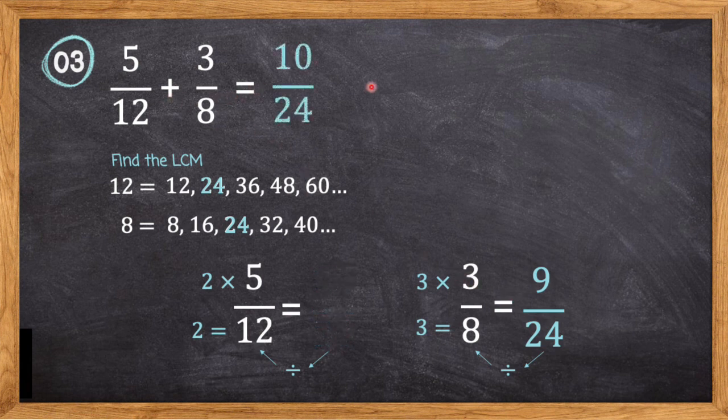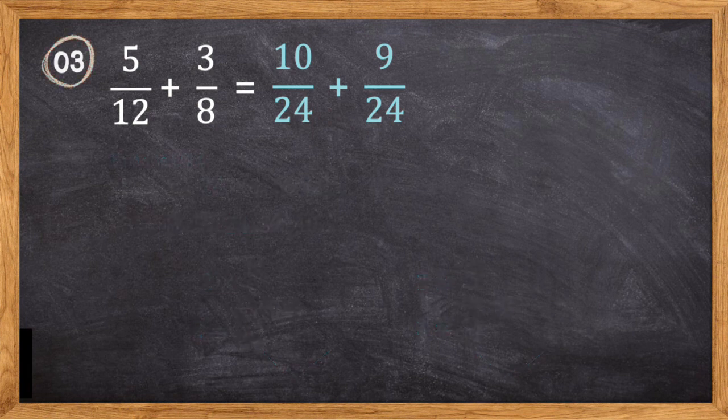So, mahimo na siya 10 over 24 plus 9 over 24. So, similar na. Sa isunod, perform the indicated operations sa numerator. So, 10 plus 9 will give us 19. And then, just copy the denominator 24. Okay? Simplest form na, di na siya ma-reduce further. So, 5 over 12 plus 3 over 8 is equal to 19 over 24.